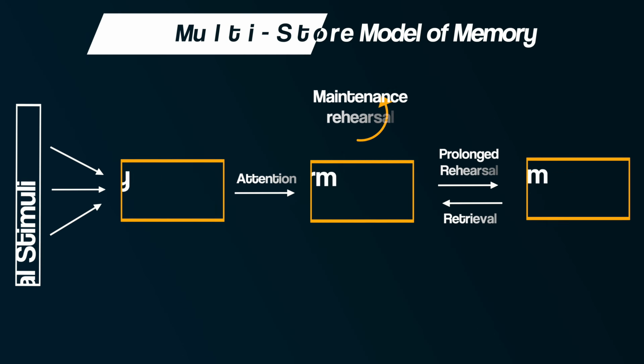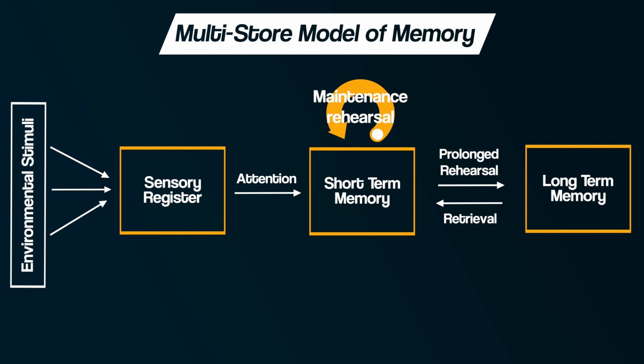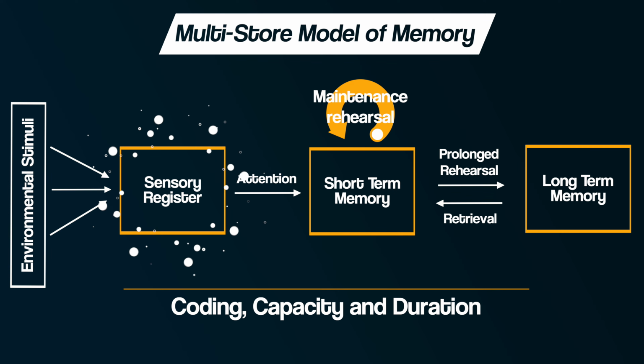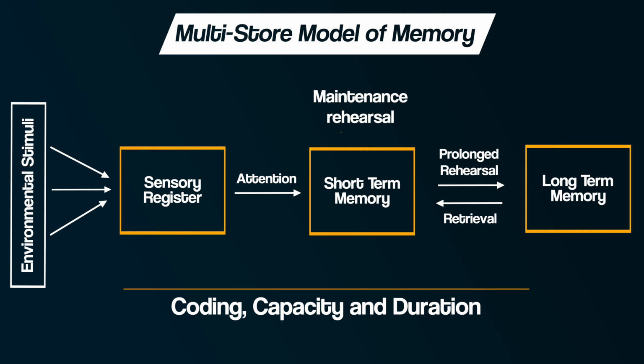In this video, we're going to explore the multi-store model of memory. We're going to explore the structure of the model and the processes involved in how memories go from one store to the next. And then we're going to explore the first store in terms of its coding, capacity, and duration.